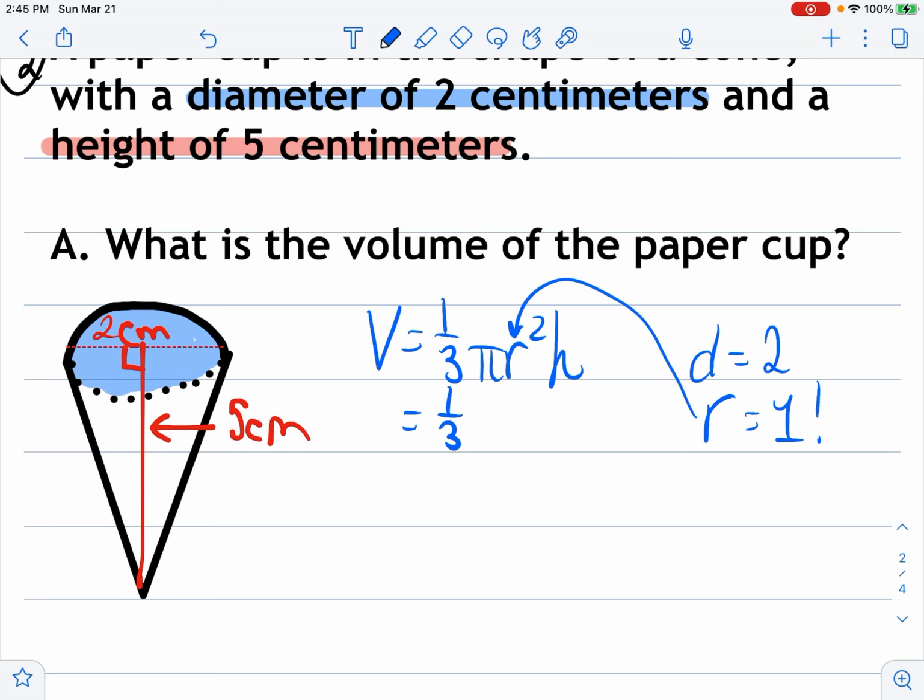So I get 1/3 times pi times 1 squared times 5. And I'm going to pause it here and let you finish finding your volume, and then we will go from there.